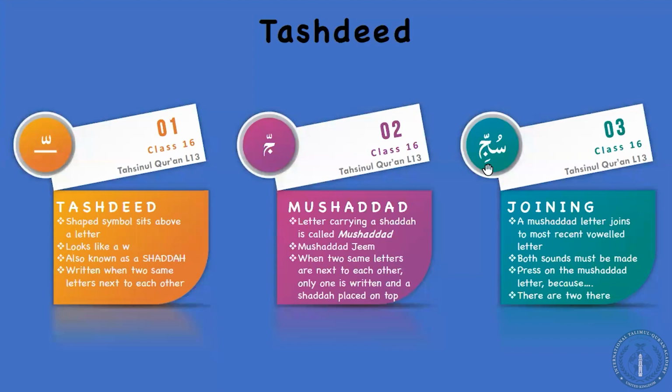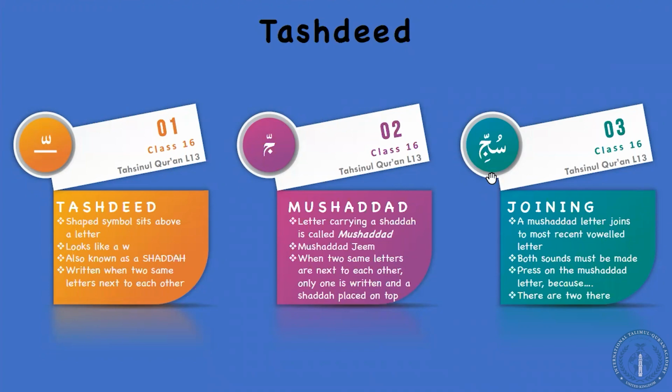Why is that? Because there are two jims. Remember, this tashdid that's on top of the jim means that there's two jims there. So that means that I need to press on the jim sound. Okay, so I would read it as suji. Suji. I press on the jim sound.